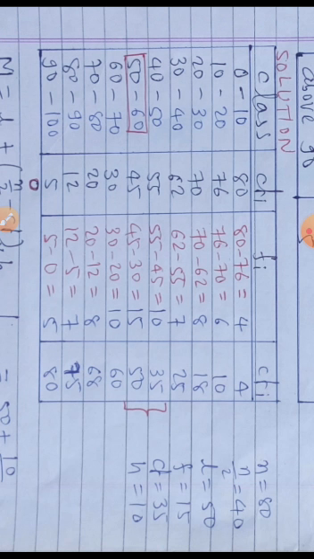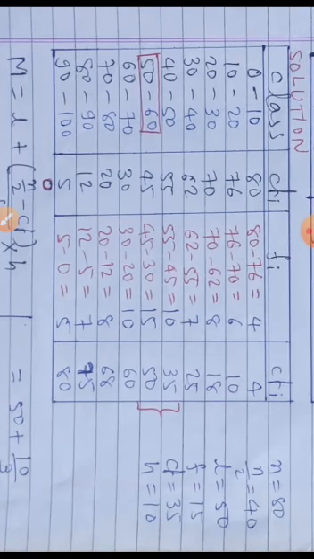Just like the previous one, but here we go in reverse direction, from down to up. In the previous one we went up to down. Now again, the CFI column is there, you can see. Why? Because we want to find the median.